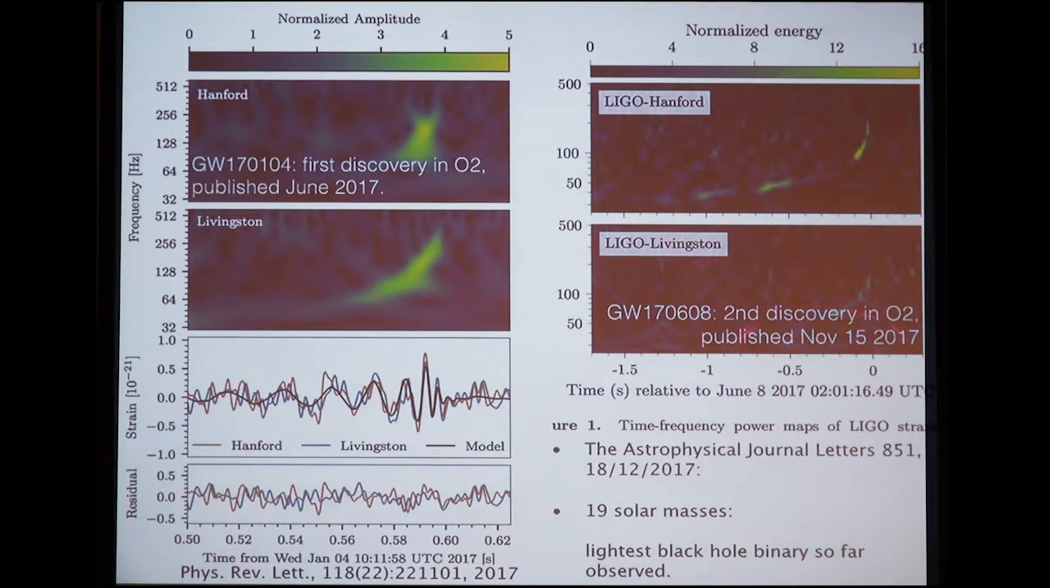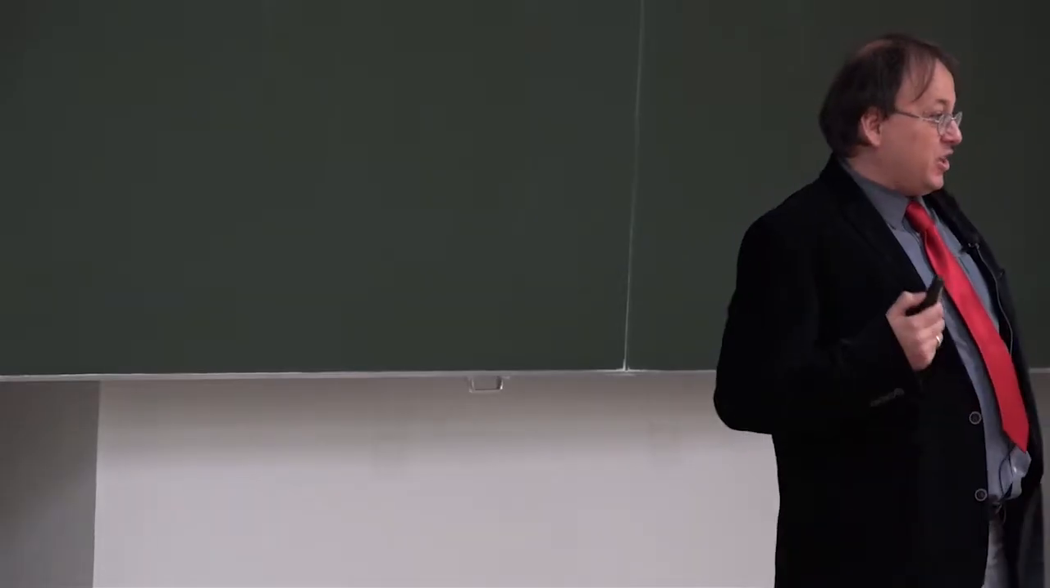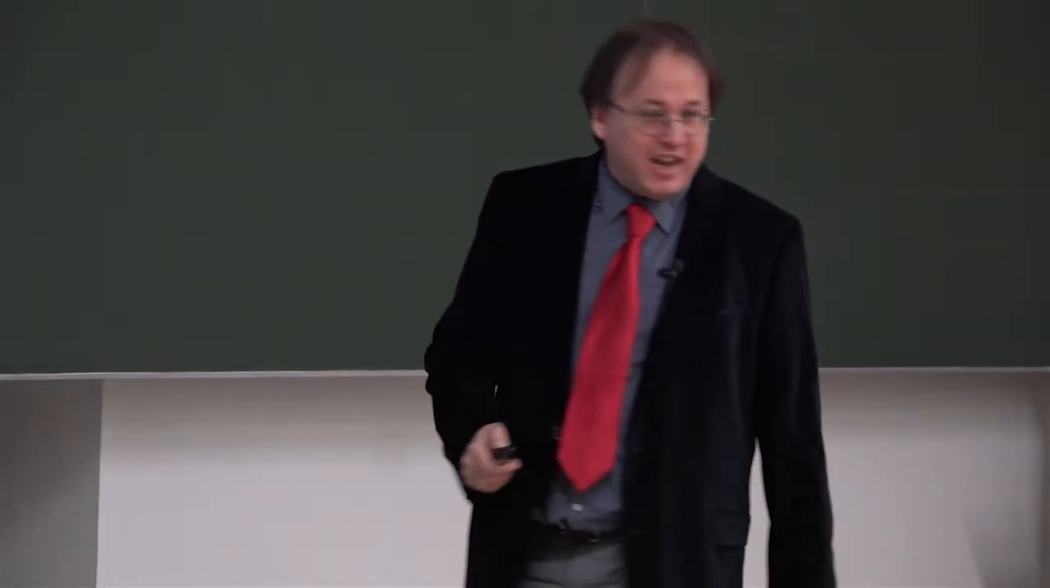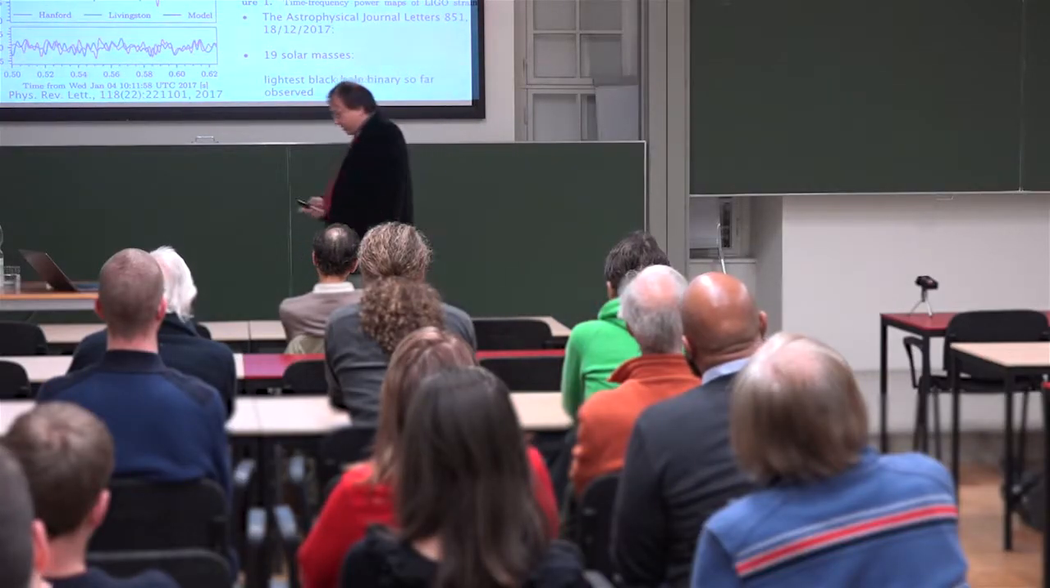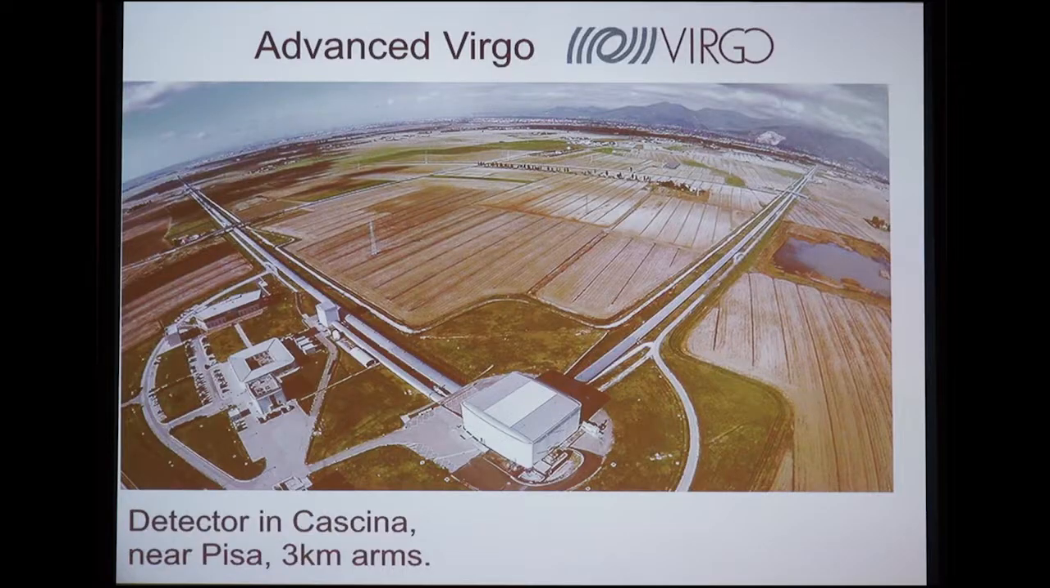But we waited for quite some time until November because we were busy with other things that were judged more exciting. And so this was shifted to later. And in order to explain what was more exciting, we have to talk about the advanced Virgo detector, which is in Cascina, which is a village near Pisa.